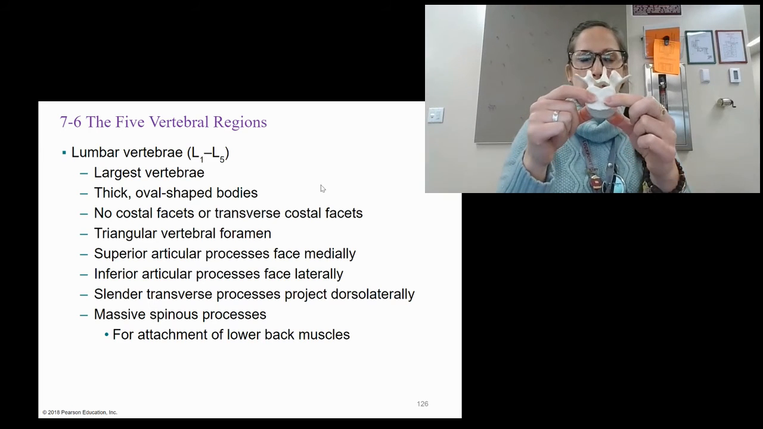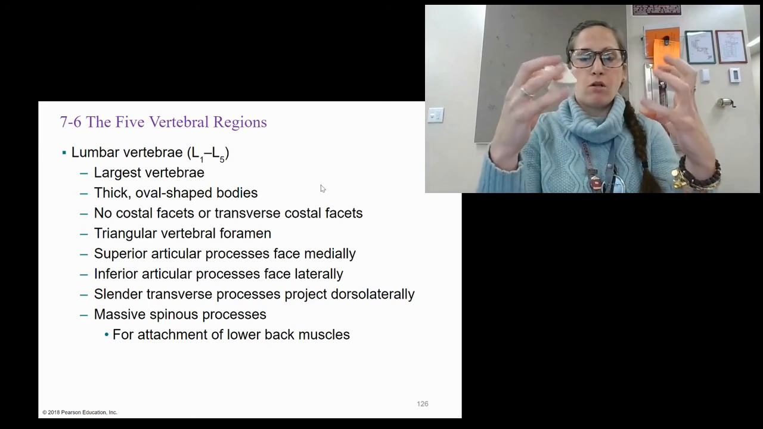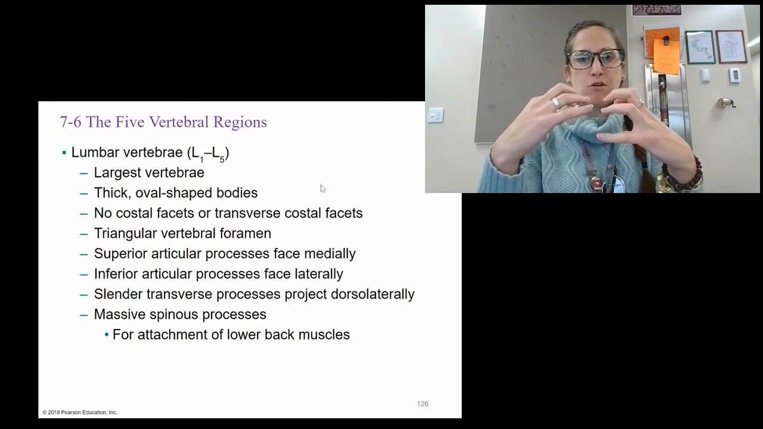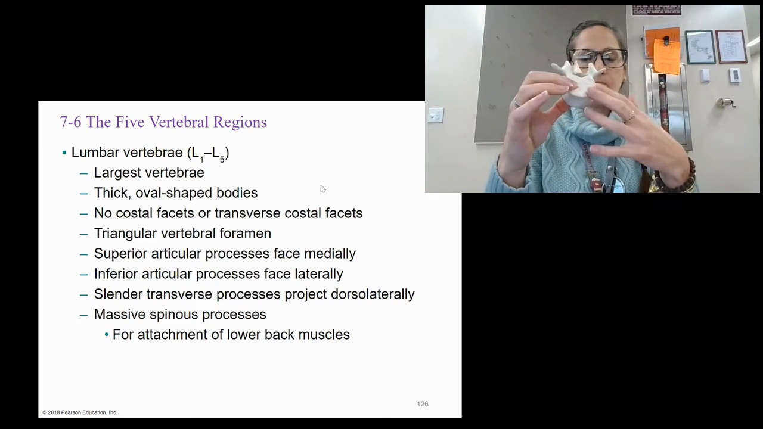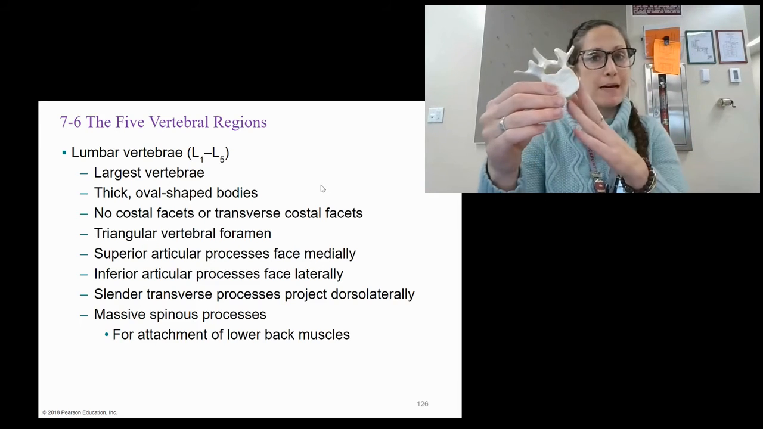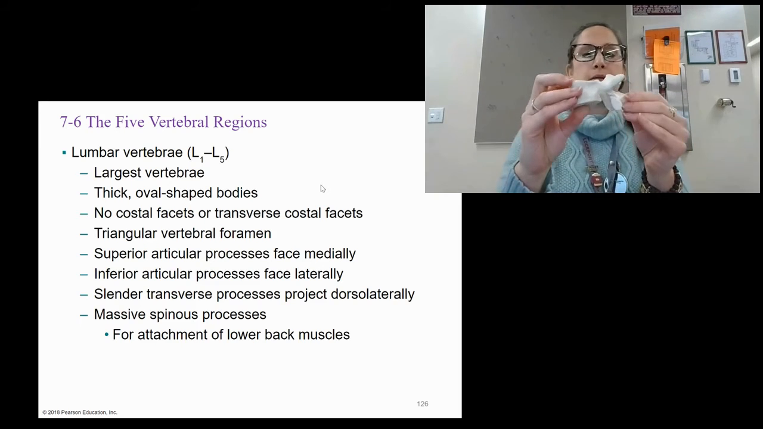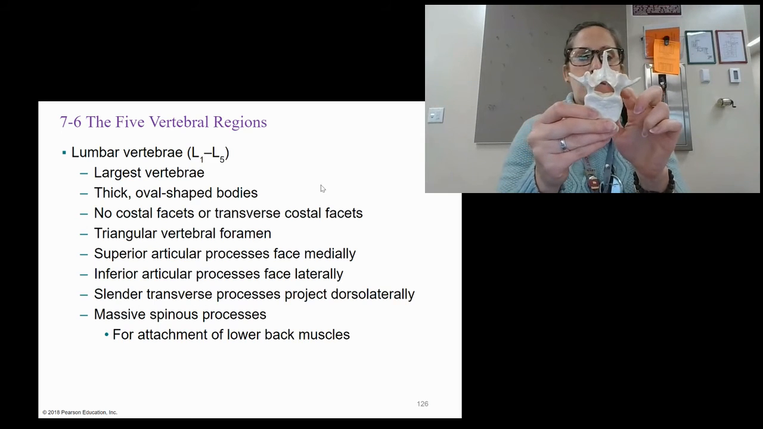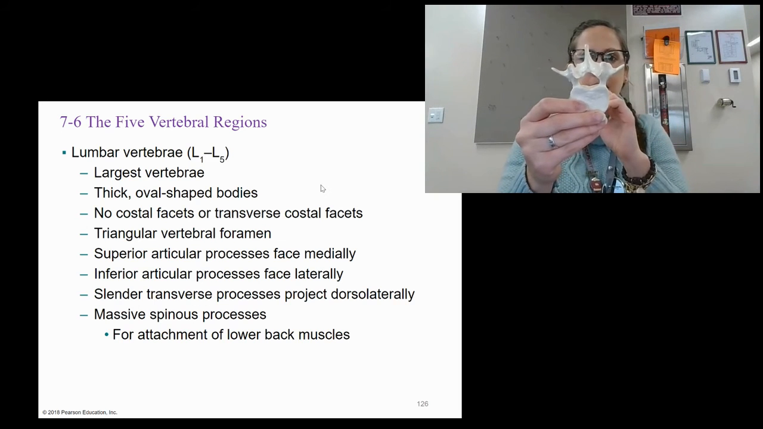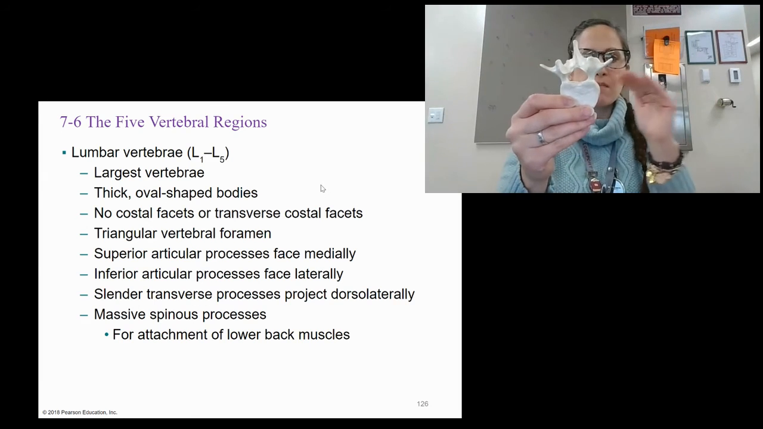So that is very important because, again, weight bearing, all of that weight from your back is being transmitted down into the body of your lumbar vertebra. It has almost a triangle shaped, again, vertebral foramen. So that arch is back.